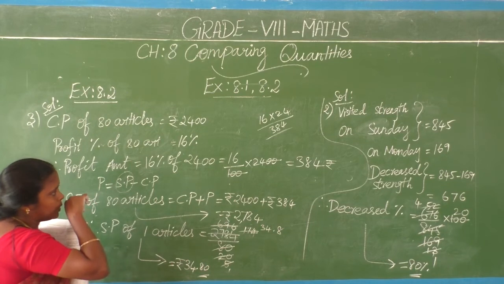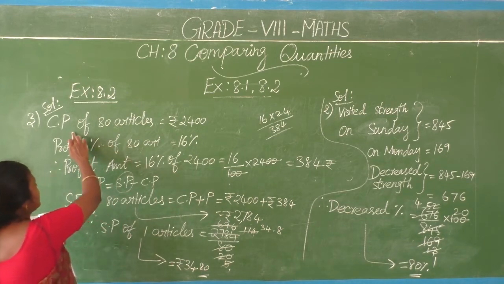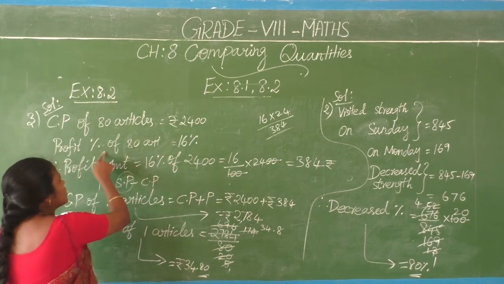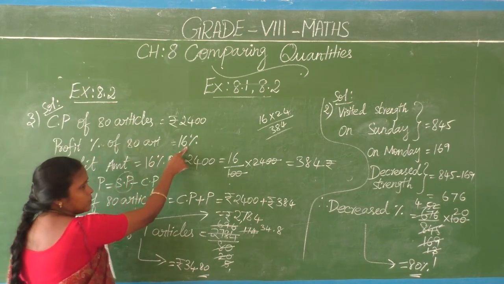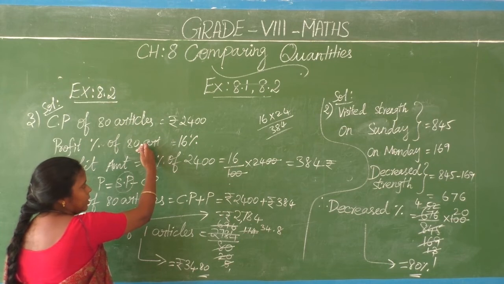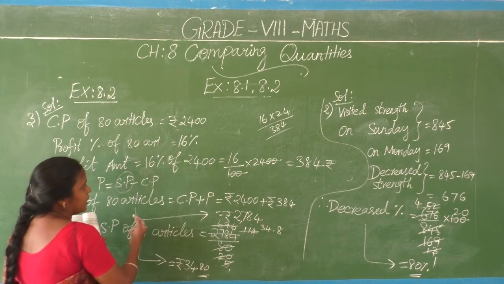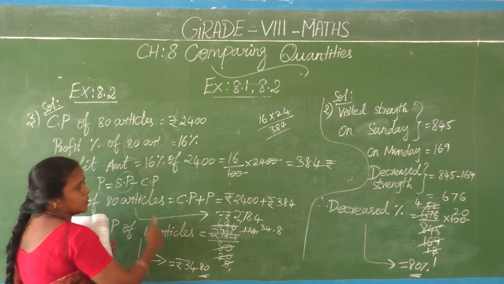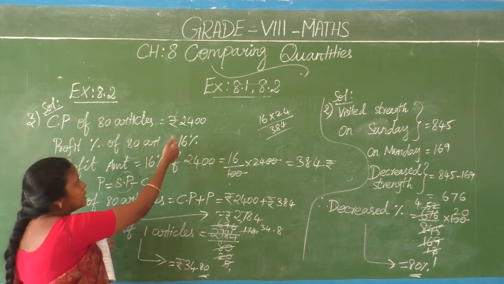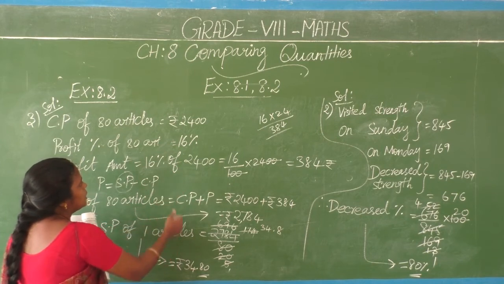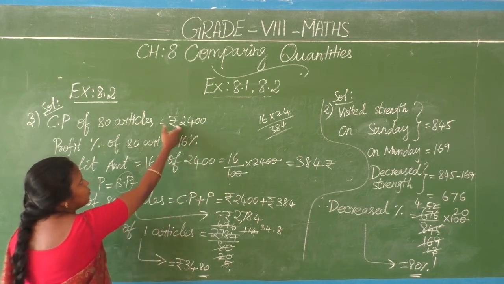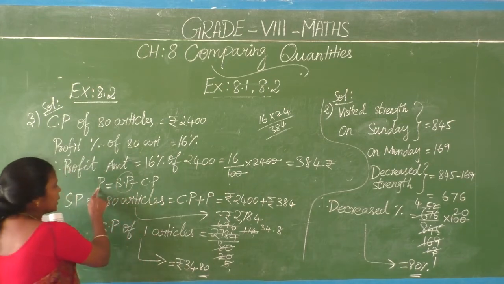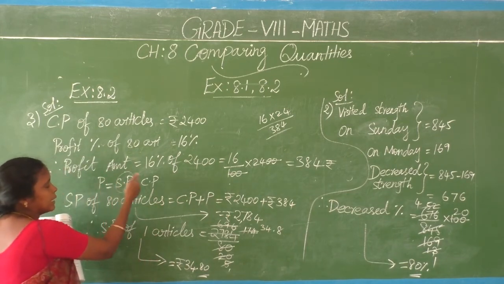What is given? What did I do? See here, given cost price of 80 articles is 2400. Profit percentage of 80 articles is 16%. Up to this is given. So what do we have to do for finding the SP of one article? First of all, we have to find the profit amount. Percentage-wise it is given, that has to be converted into an amount. So 16% of 2400 comes to 384 rupees. When do you get profit? While your SP is greater than CP.